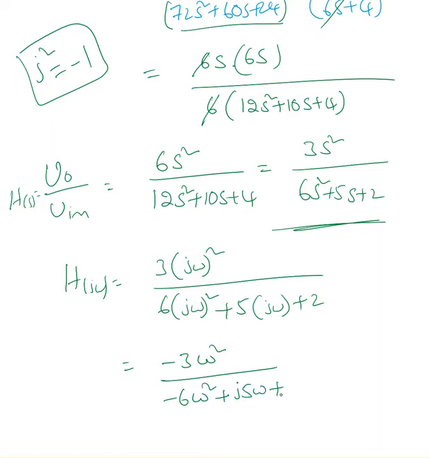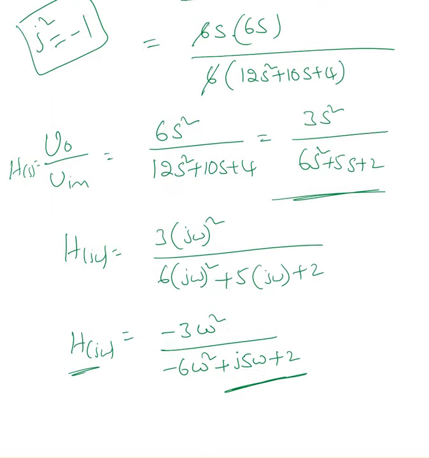j5 omega plus 2. I think in the homework I want you to write it down in the form of j omega. Okay, in the previous video, I forgot to convert that into j omega. I just left it in s terms. Please, when you're solving the homework, at the end convert that into j omega.